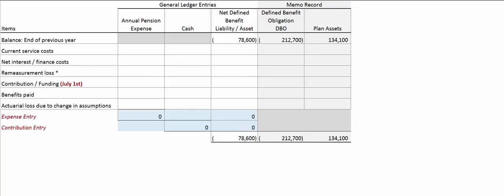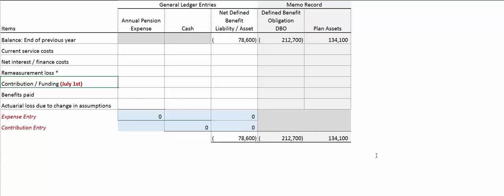You remember that previously we had assumed that current service costs, any benefits paid, and any contributions all happened at the end of the year, or near the end of the year. In this instance, the company is going to make their annual contribution on July the 1st. I'm just doing that so that you can see how that affects your calculations.